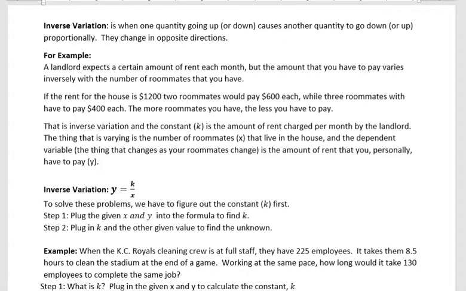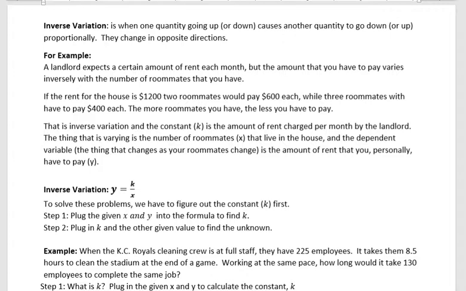That's inverse variation. And the constant K in this example is the amount of rent charged per month by the landlord. That stays the same. The thing that is varying is the number of roommates, which we call X, that live in the house. That's the independent variable. It varies, and that causes a change to the dependent variable, which in this case is the amount of rent that you personally pay, and that's what we call Y. So we have a dependent variable, Y, that changes when something else changes. The independent variable is the number of people living in the house.